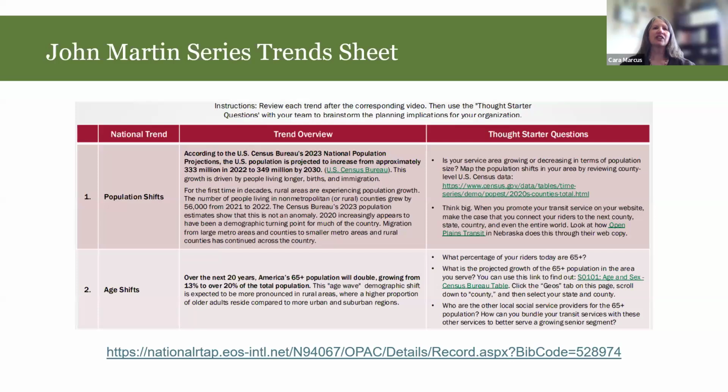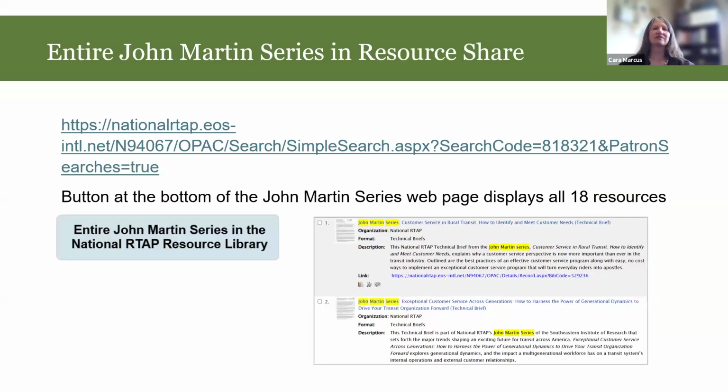The trend sheet is also helpful. It gives a brief summary with important links about each of the trends. So population shifts, you can look at the Census Bureau, age shifts as well. And then it gives you some prompts to start discussions. Here is the URL to get to the trend sheet at the bottom of this slide.